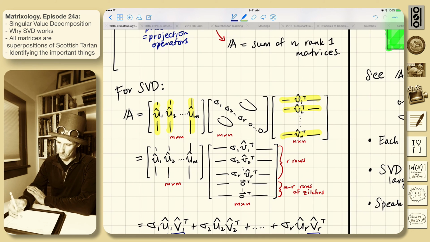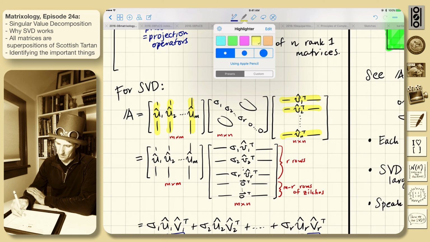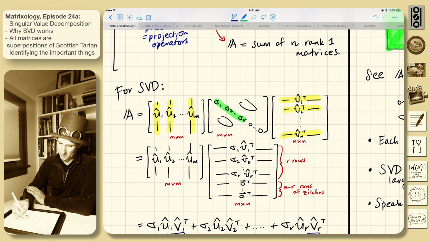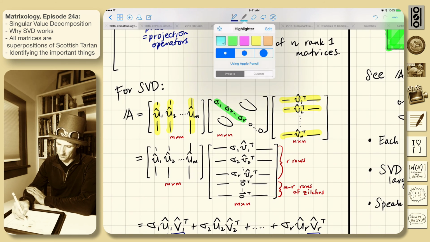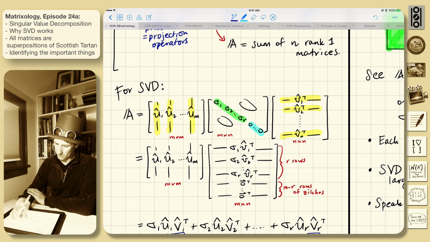So if we multiply through, we get this piece here, so there are lots of zeros in here. We do this first multiplication here, and that'll give us sigma 1 times V1, sigma 2 times V2, sigma r times Vr, and then lots of zeros. So we're going to end up with this character here, this character here, this character here. And written out here, there are going to be r rows that are non-zero.